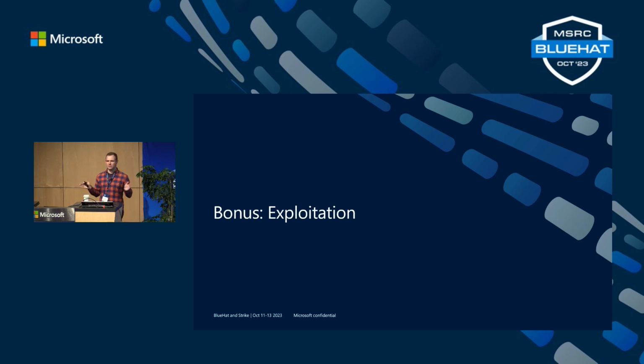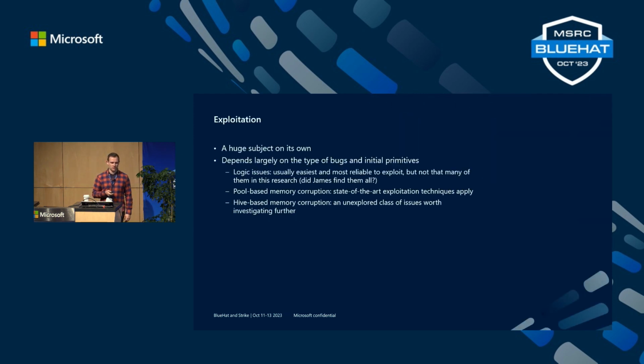So there is also a bonus section of exploitation, right? So far I have only talked about how you can find the bugs, and every one of my reports actually contained a bug check report from WinDbg. But the question is, is it exploitable? And how do you actually get from the crash to elevating privileges in the system using these registry bugs?